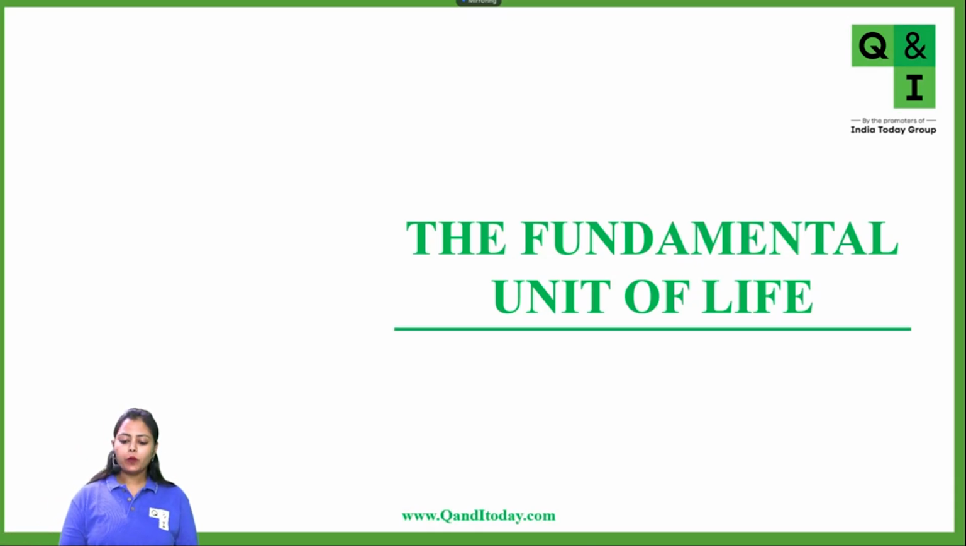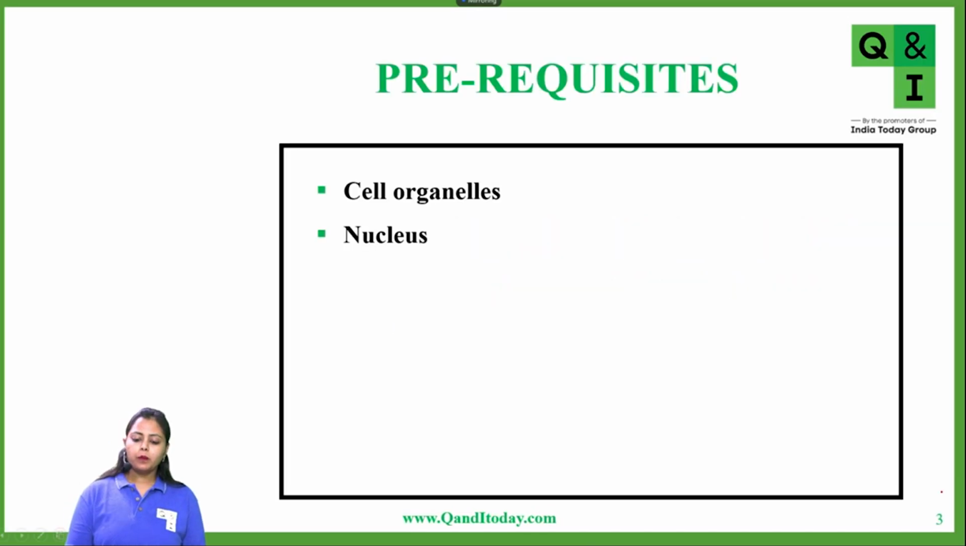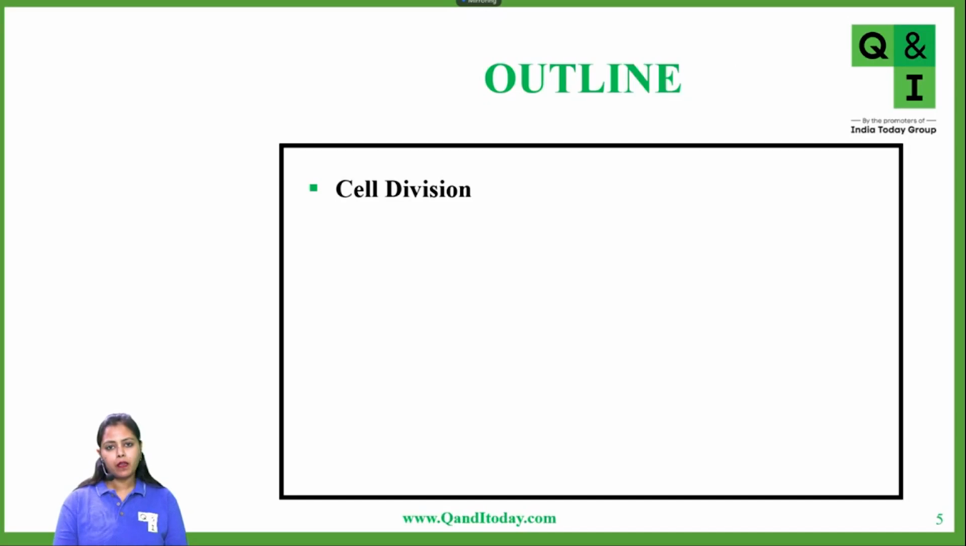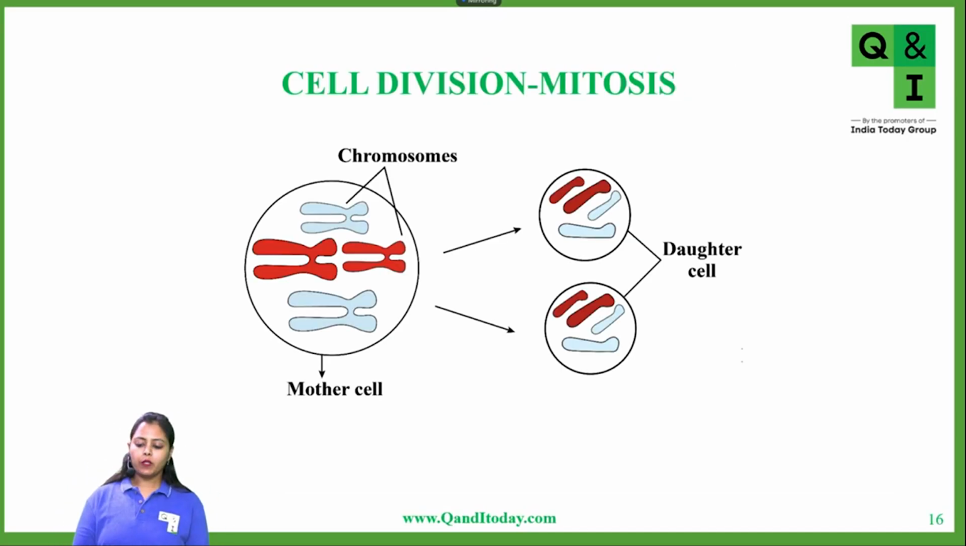Okay. Now let's quickly move ahead with another very important part, which would be cell division. The prerequisites for understanding cell division would be that you should be thorough with the cell organelles, and also I hope everyone has revised whatever we have discussed in previous classes. You also know about the nucleus, what exactly is the structure of the nucleus and what lies in the nucleus. Topic weightage for cell division would be one question, and in today's class we would be covering the same.